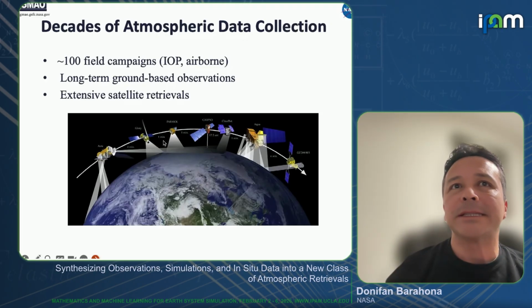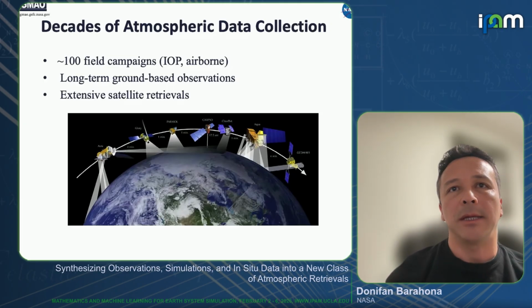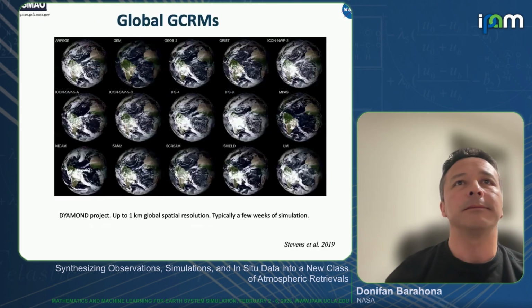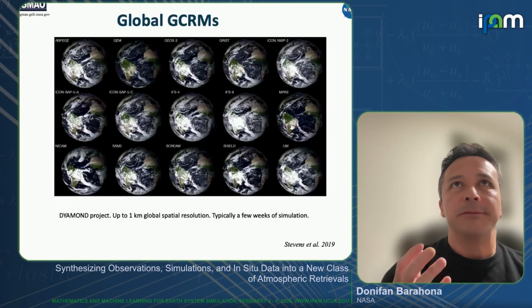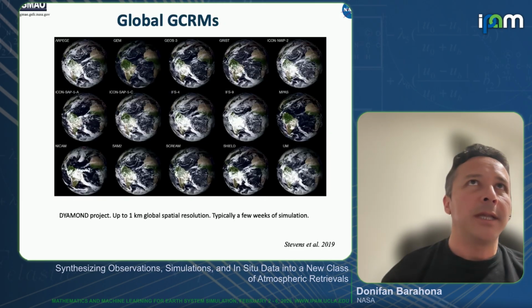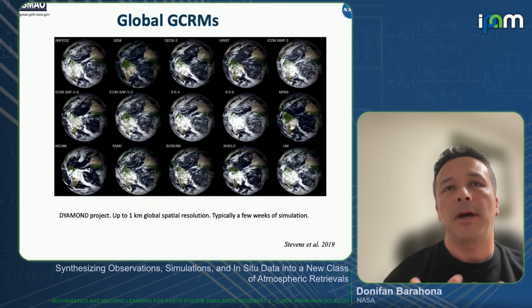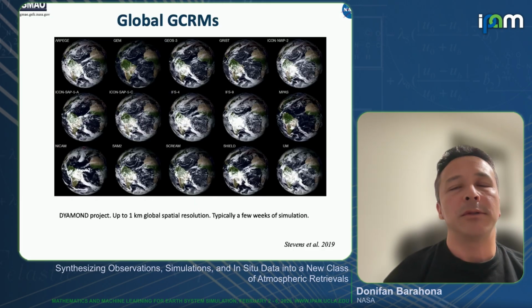This is the A-Train. That was a very successful mission, a collection of satellites, a collection of platforms that flew for a long time, and they produced a lot of data that is currently still used in the field. Over the last 10 or 12 years, there has also been an explosion in computing power, and we also have these high-resolution global simulations, which are typically called global cloud resolving models or global storm resolving models.